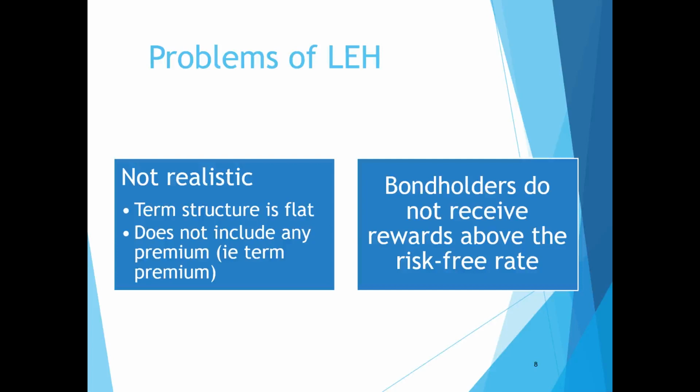Even though this is a very convenient tree, it has some problems, this local expectation hypothesis. So the first problem is that it's not realistic. The type of term structure that we're going to get is going to be very flat. What do I mean by flat? That when you plot time against the 0 rates, you're going to see something very, very flat. And the reason it's going to be very flat is because it does not include any premium. So there's not something like the term premium or the liquidity premium or any premium whatsoever.